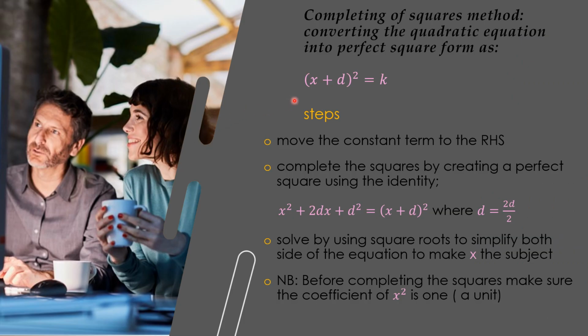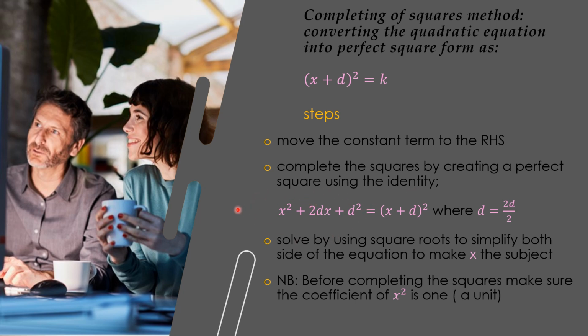We are moving to the second method, the method of completing the square, which is converting the quadratic equation into perfect square form as (x plus d) all squared equal to k. What are the steps to follow? First, we need to move the constant term to the right-hand side of the equation. Complete the square by creating a perfect square using the identity.